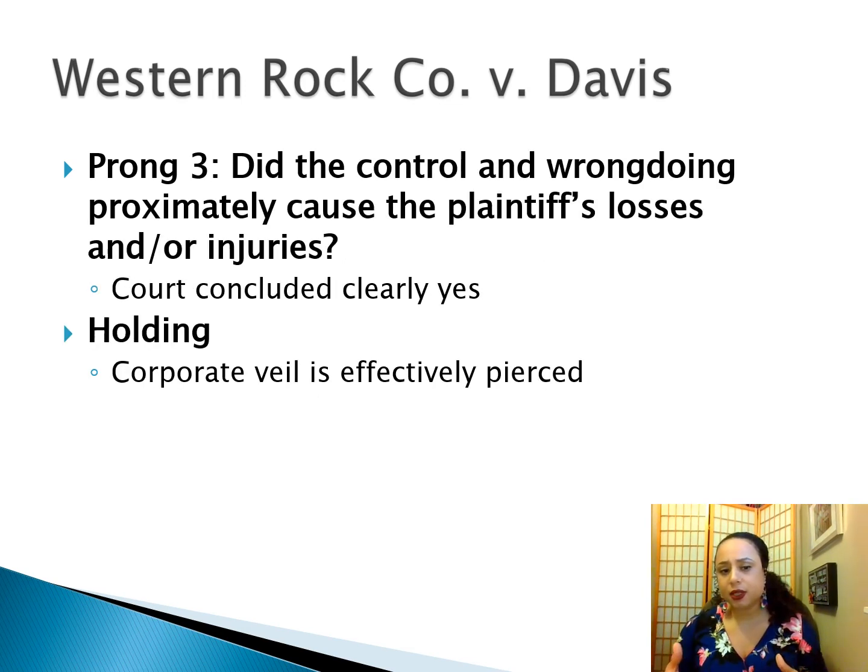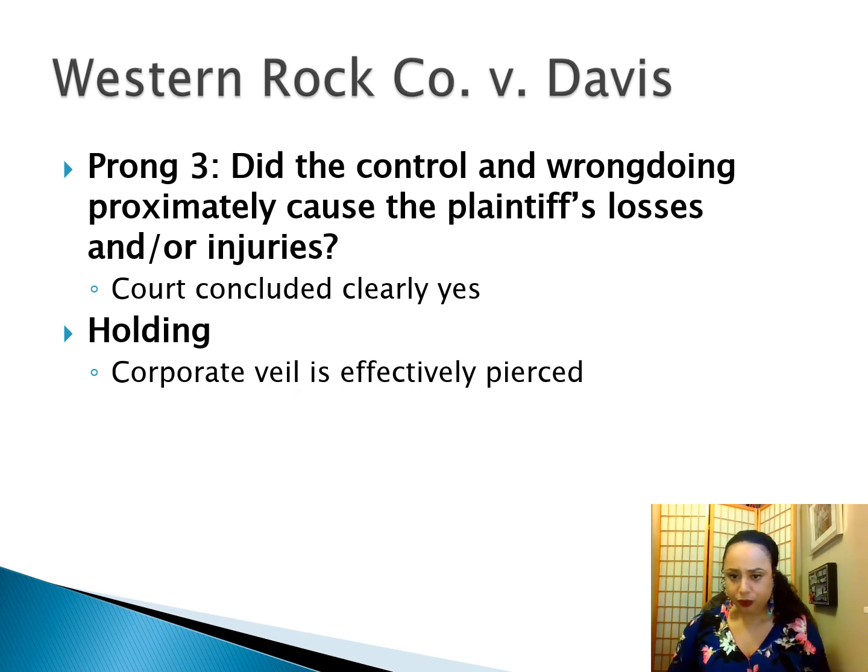With respect to this last prong of the Fletcher test, did the control or wrongdoing proximately cause the plaintiff's losses and/or injuries? Here the court concludes clearly yes. You can envision other potential causes to the damages of the plaintiff's homes. So was there a severe storm, for example, that could have damaged the plaintiff's homes? Did the plaintiffs somehow contribute to the damage of their homes through some sort of activity, like maybe they remodeled their home to cause comparable damages or to cause the damages complained of?